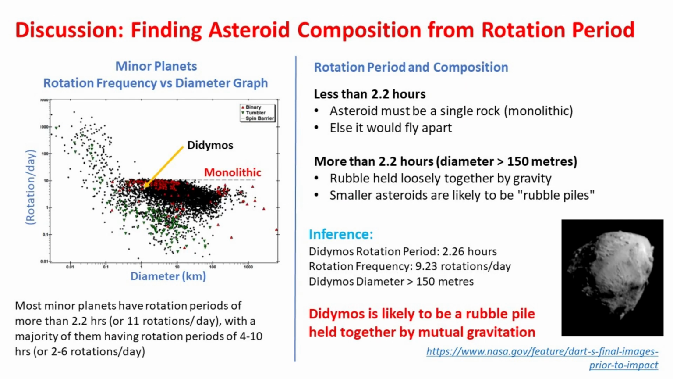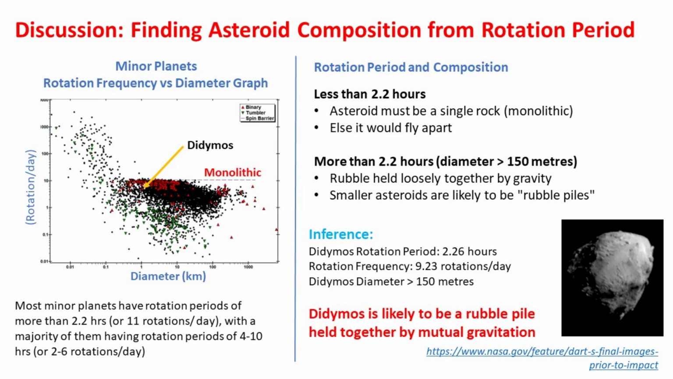I was also able to find the asteroid composition, because it is assumed that if the rotational period of an asteroid is less than 2.2 hours, it's monolithic, meaning that it's formed by one single rock. This is because if it was rubble-based, it would have flown apart with this much speed. But if the rotational period of the asteroid is above 2.2 hours, then it's assumed to be rubble-based, as long as it has a diameter of above 150 meters.